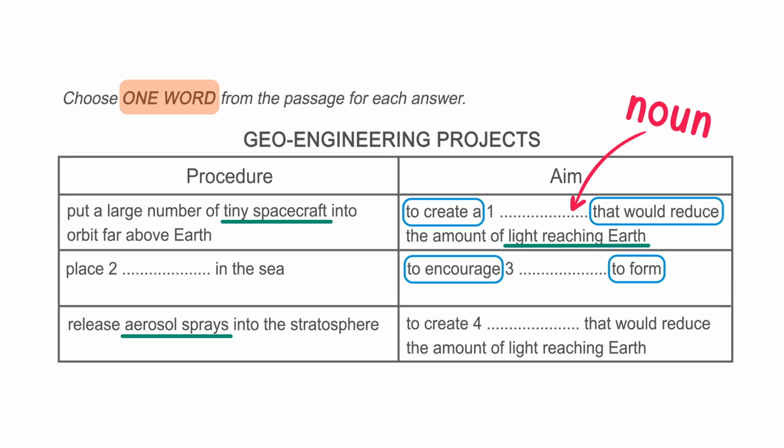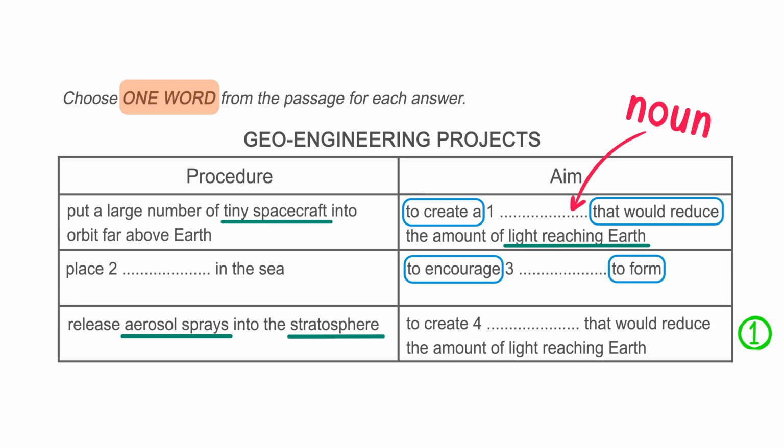Aerosol spray and stratosphere. All right, these are very easy keywords that we can definitely find easily in the text. So because here we have very easy keywords, we'll start answering number four first of all, and then we'll move on to number one, two, and three.